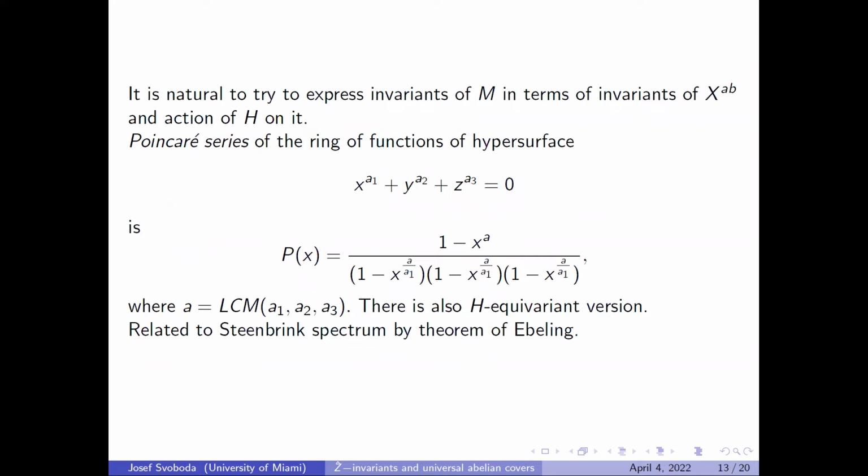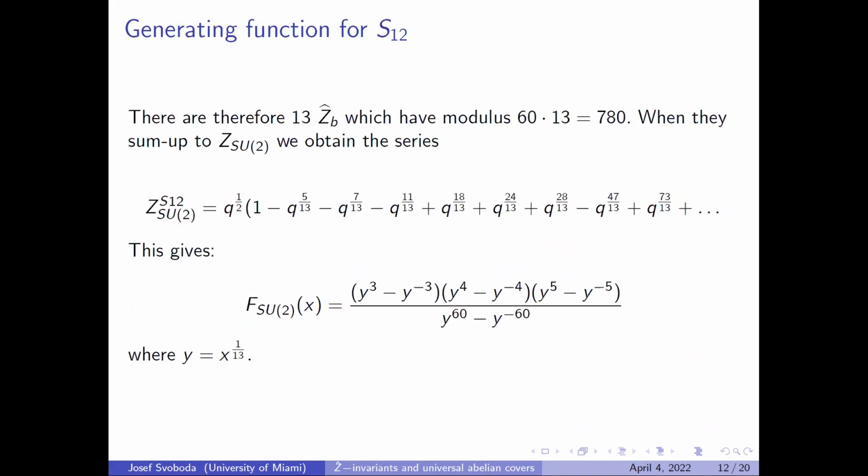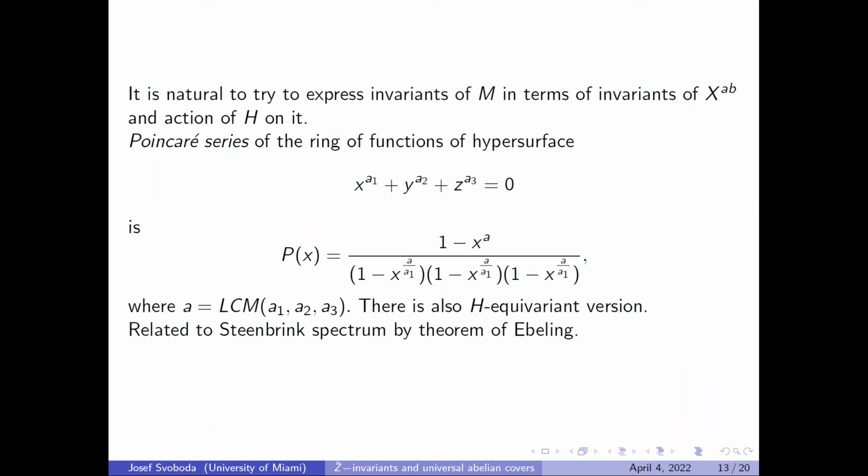Okay, so now I have some speculation about the geometry. As I said, it's natural to hope that these invariants of M can be expressed in terms of this universal Abelian cover and this natural action on H. And we know that if we get these three singular fibers, then the function which defines the universal Abelian cover is just x to the a1 plus y to the a2 plus z to the a3, where a1, a2, a3 are these orbit invariants. So that means that in our example, it's 3, 4, and 5.